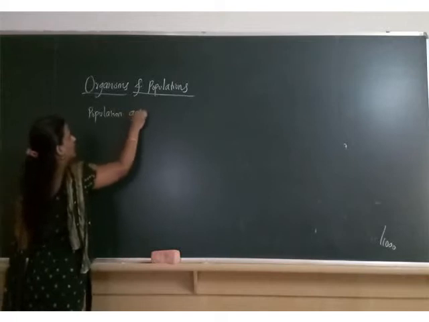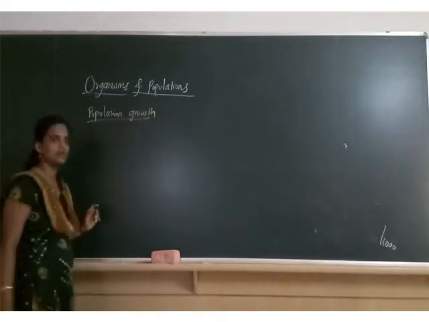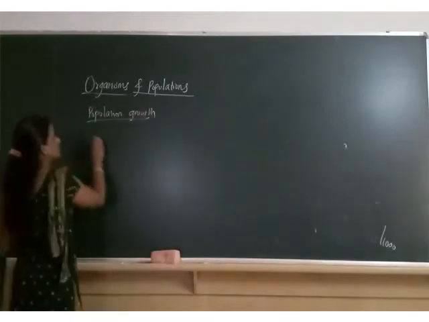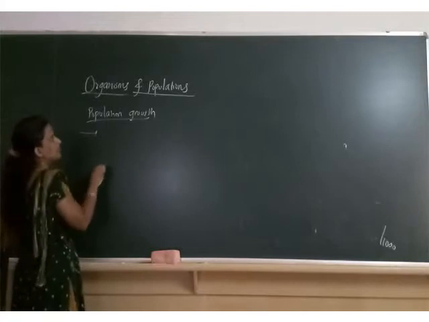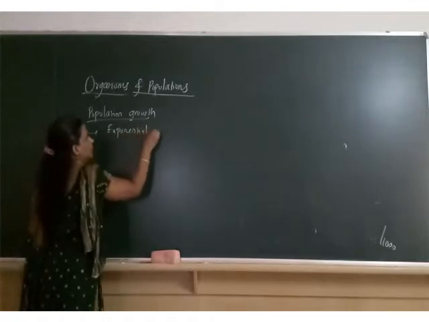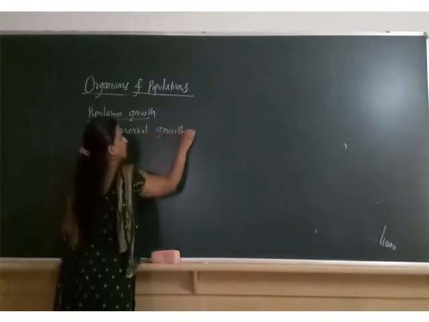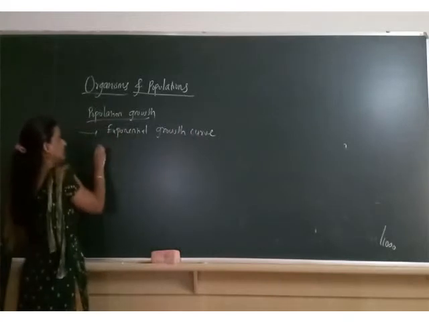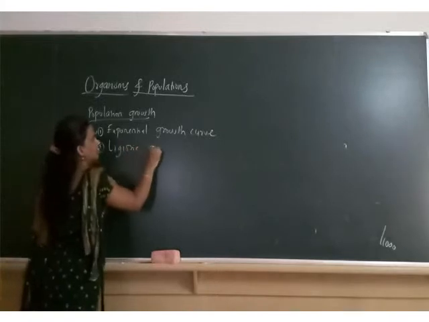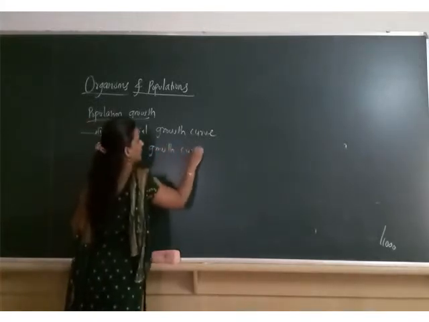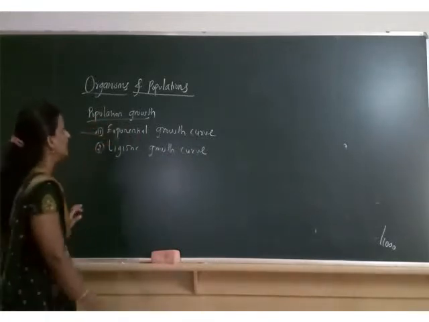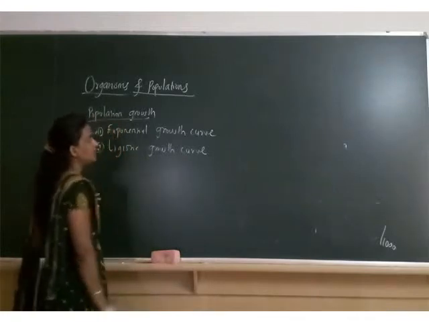Population growth, and how is population growth explained? It is explained by using two curves. Two curves explain the population growth: one is the exponential growth curve and the second one is the logistic growth curve. By making a graph, we explain this growth curve.